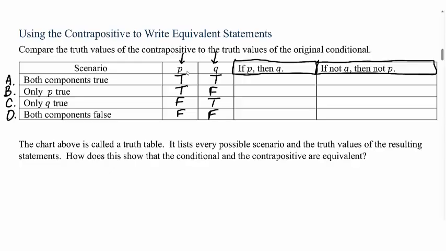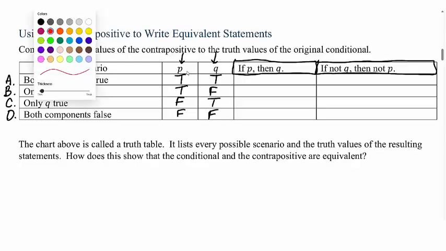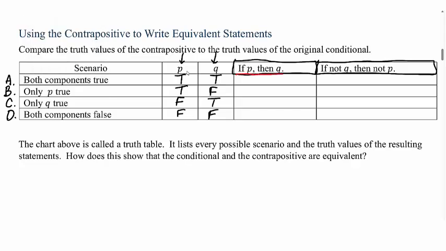So let's see what happens in each with the statement if P then Q. Well, we know that the conditional if P then Q is only going to be false when we have true implies false. True implies false gives you a false. So in the first scenario A, do we have true implies false? No. We have if true, then true. So that means this one would give us a true. Anytime that both the components are true in a conditional statement, you're going to get a true.